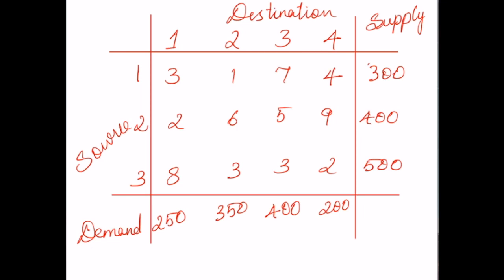Since the problem is balanced, now we can move on to the solution. Now giving the allocation using the least cost cell method. We have four destinations and three sources, so we have 12 entries. Among the 12 entries, we have to select the least one. Here 1 is the least one, so we are selecting 1 and we are going to allocate.